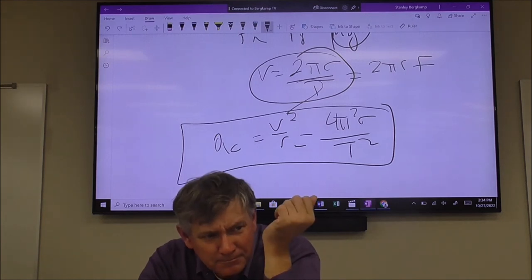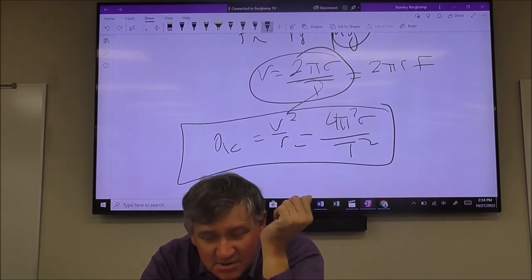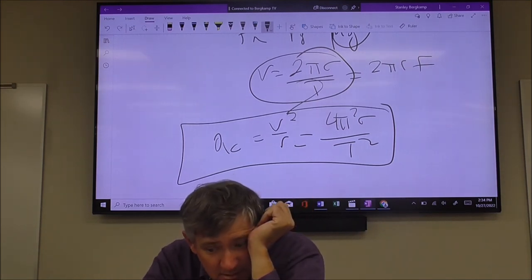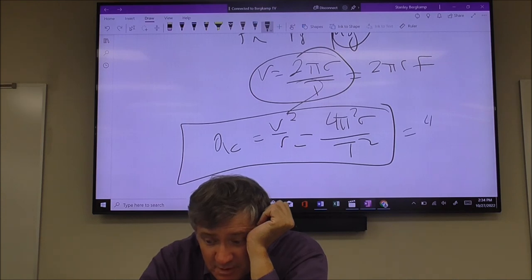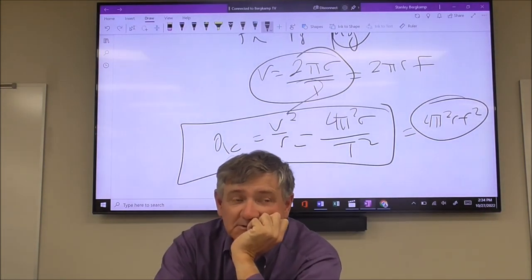That's why you get the force used more. Yeah, I swear it was t squared. No, I promise you, it's not. Never, because the units don't work out. Oh, okay, yeah, I guess because it's seconds. But remember, you could also write that as 4 pi squared r times f squared, frequency squared. Yeah, gotcha.